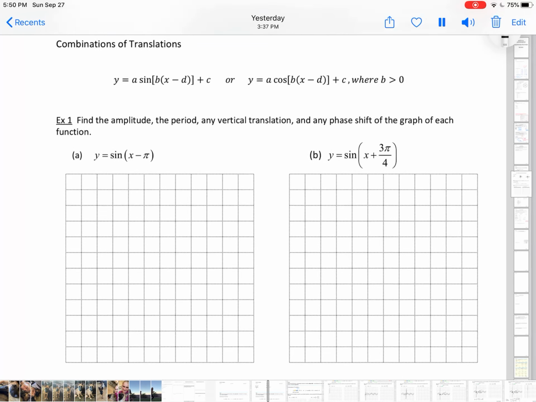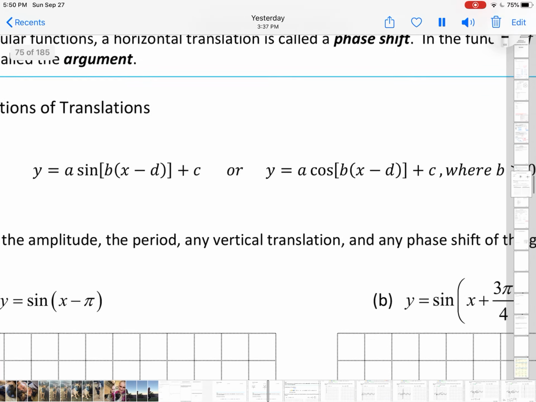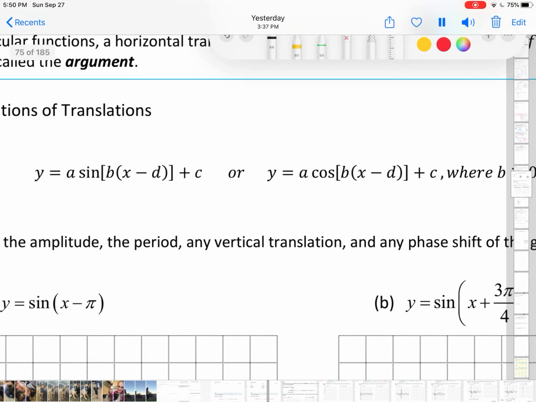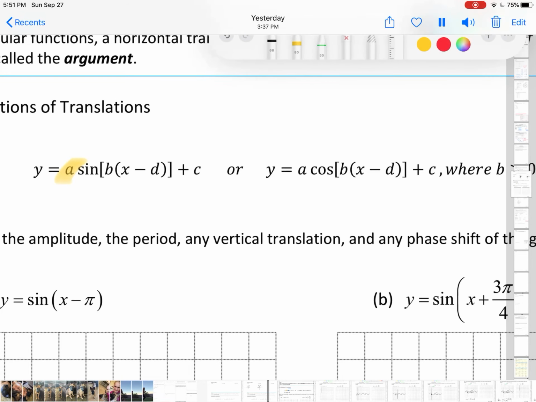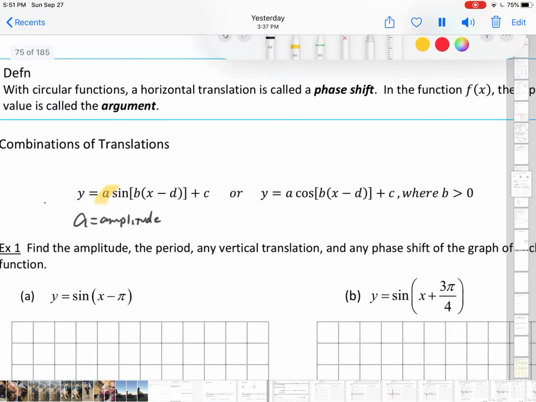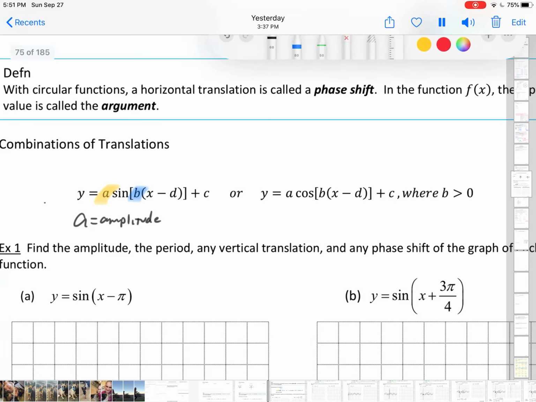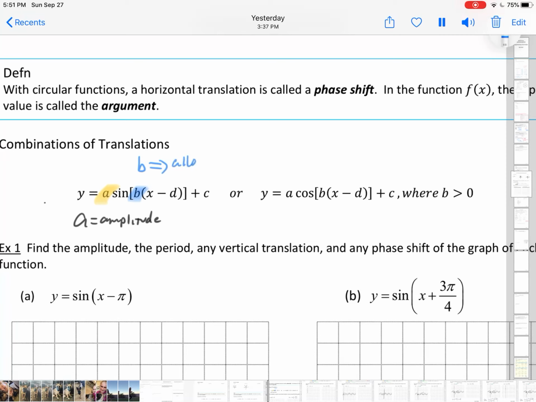And so when we look at just the general one, here's the combination. So let's talk about what these things are going to do. This a right here, that is going to be the amplitude. B, let's highlight that in a different color. B is the way that we get the period. I'll put, allows us to find the period.